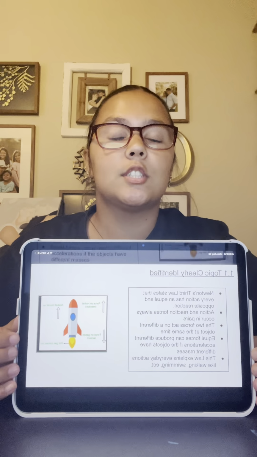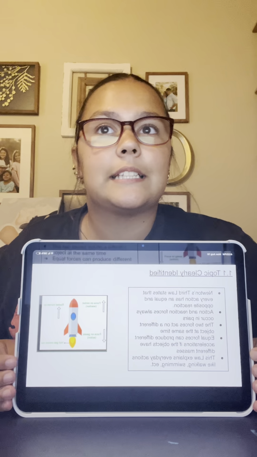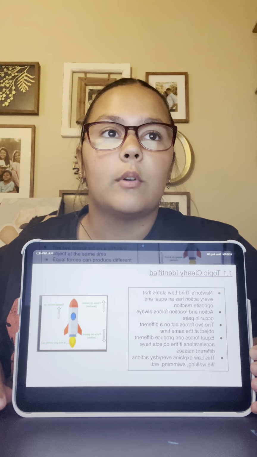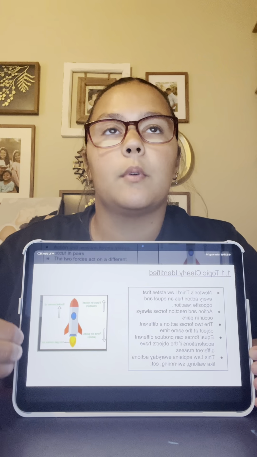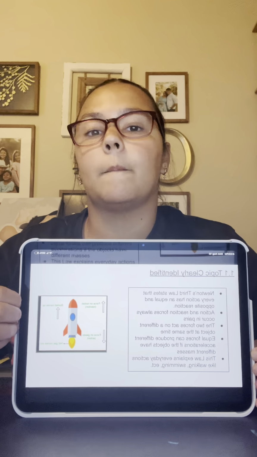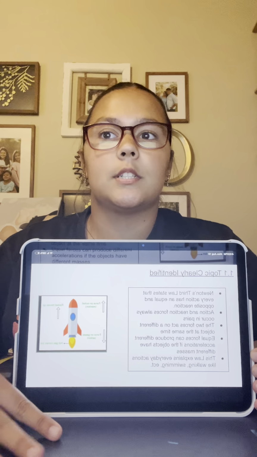Okay, for Newton's third law 1.1, topic identified. Newton's third law states that every action has an opposite and equal reaction. With that being said, it means that the action and reaction forces will always occur in pairs. They'll never be just on their own. He also wanted to point out that the two forces act on different objects at the same time. So yes, they're still both acting, but they're not on the same object.